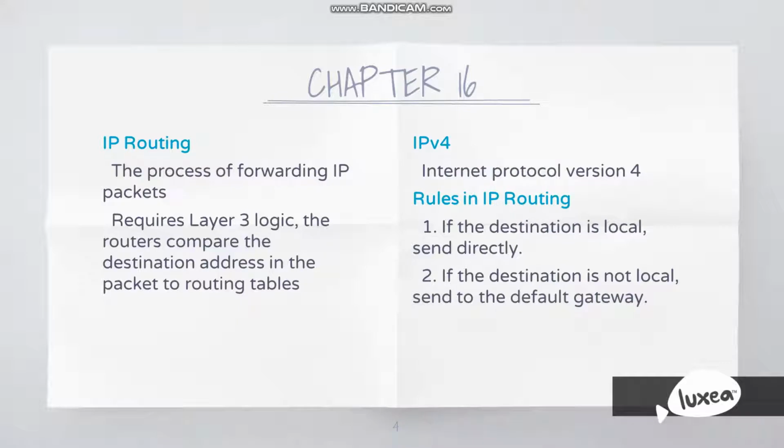First, if the destination is local, send directly, which means the destination address is in the same network as mine. It will send directly to it. Second, if the destination is not local, send to the default gateway. As I said, if the destination address is not in the same network, they will send it to the default gateway.